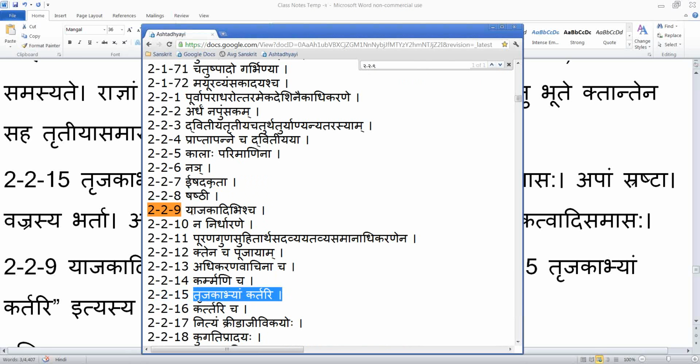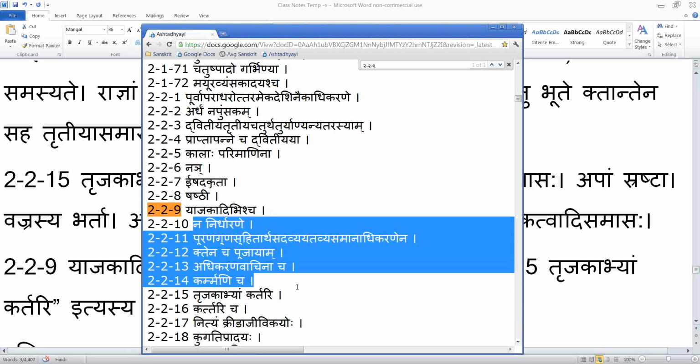Brahmananam yajakaha, one who performs rituals for brahmanas. Now, by the sutram tujakabhyam kartari, that should not have been allowed to compound. Just like odanasya pachakaha, brahmananam yajakaha should not compound. But we do want it to compound. That means that's the usage in the language. So Panini puts the gana, yajakadi ganaha. So these will compound in spite of these prohibitions which come down here.